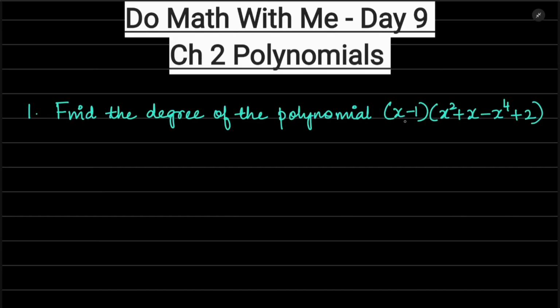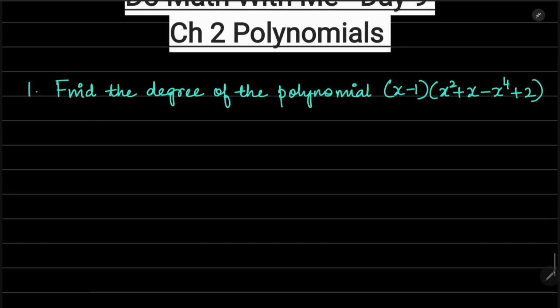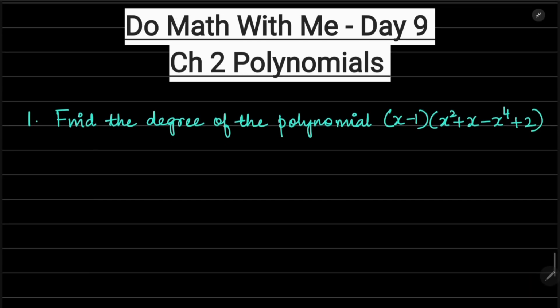Next is: find the degree of the polynomial. You are given a polynomial of this form, that is x minus 1 into x square plus x minus x to the power 4 plus 2. So let's write the given polynomial. You are given x minus 1 multiplied by x square plus x minus x to the power 4 plus 2.